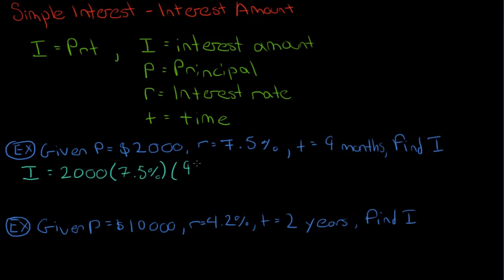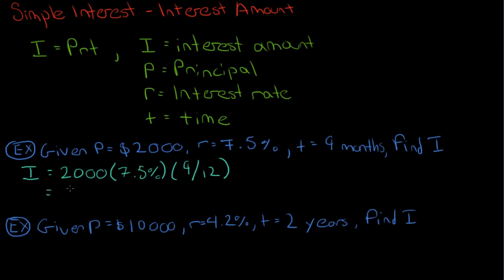So what can we do to get this 9 months into years? Well, we can divide by 12. 9 divided by 12 is how much 9 months is worth relative to a year. So now that's our time in years, 9 divided by 12. 9 months divided by 12 months gives us the yearly value.